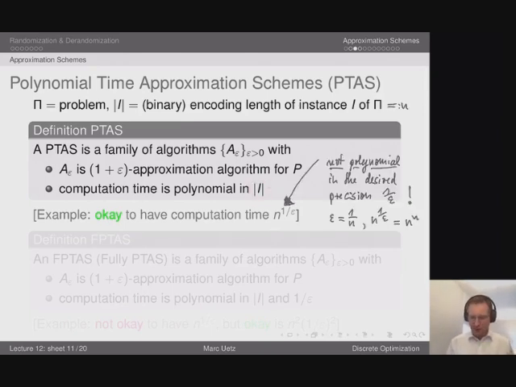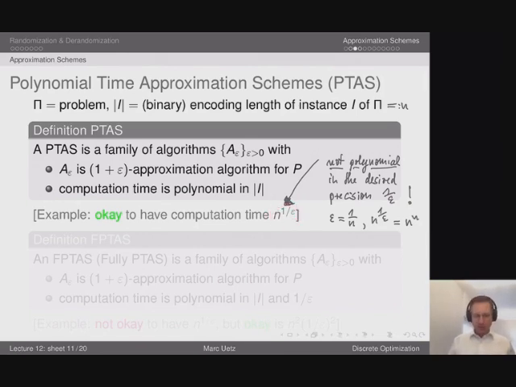So just for instance, if the required precision would be equal to 1 over n, then this computation time would be n to the n, which is no longer a polynomial, okay? So n to the 1 over epsilon would be a polynomial function for any fixed epsilon, but it's not a polynomial in 1 over epsilon.